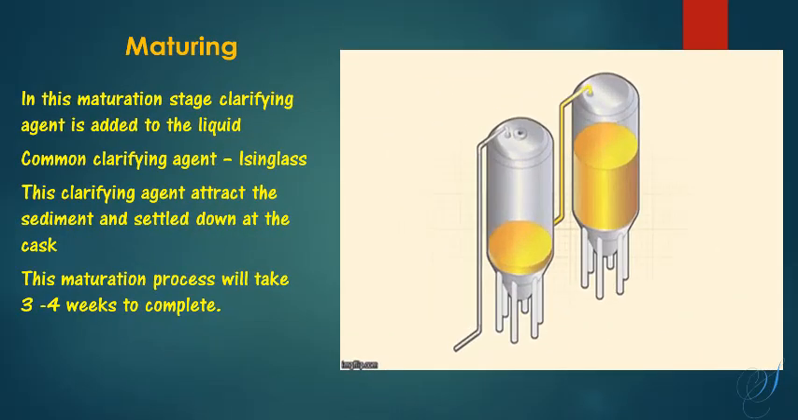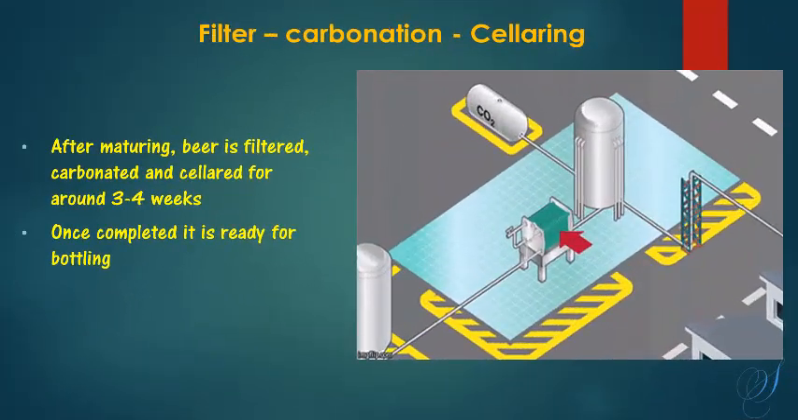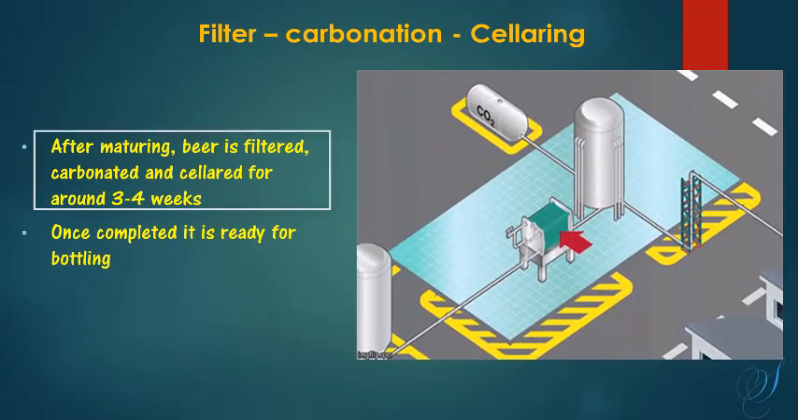The next stage is maturing. Young beer is allowed to mature for 3 to 4 weeks, and then it is clarified with the help of a clarifying agent like isinglass. This clarifying agent attracts all the impurities, which settle down at the bottom of the cask. And finally, the matured beer is added with more carbon dioxide and then bottled.